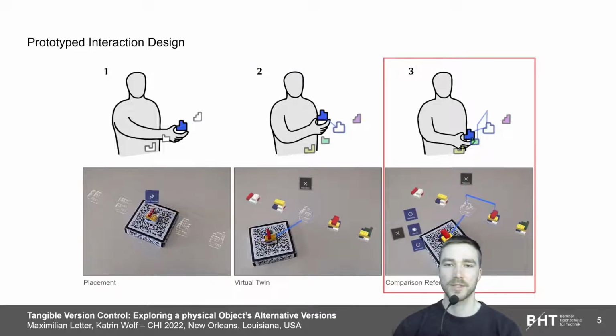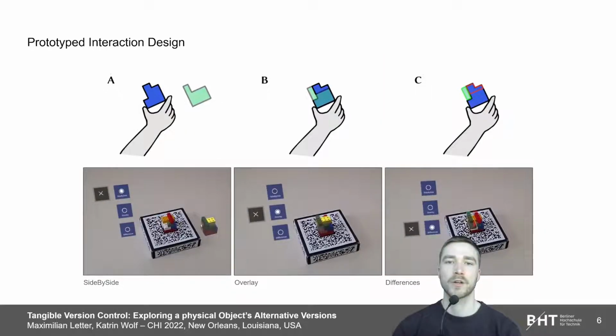When the physical object is moved into another version, a comparison between the two is triggered and highlighted. The comparison then takes place directly on top of the physical object, allowing the user to move and rotate the object for inspection of the comparison from all angles.